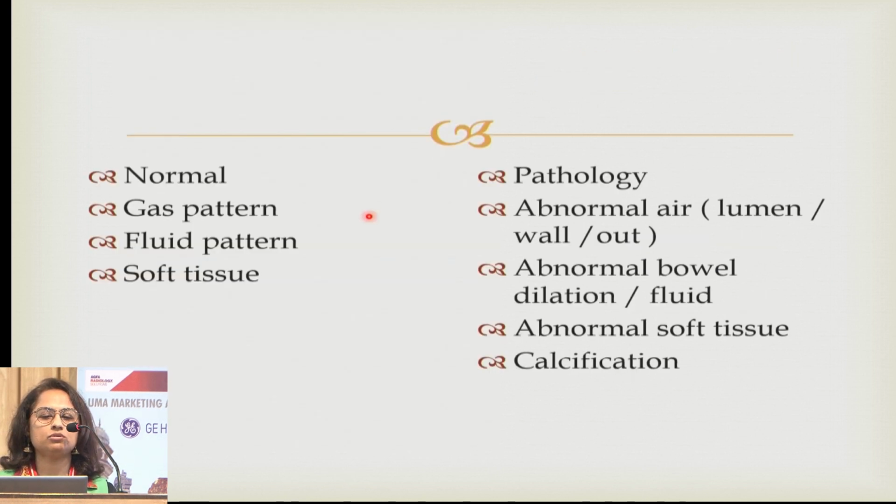So now we know how a normal gas pattern, fluid pattern, and soft tissues look like. So anything other than that is abnormal. So what could be abnormal? There could be abnormal air. Abnormal intraluminal air is abnormal bowel distension. Then if the air is seen outside the bowel wall, it is a pneumoperitoneum, and if it is seen in the bowel wall, then it is necrotizing enterocolitis. What other conditions can you think of? So abnormal air, abnormal bowel dilation, then abnormal fluid levels, abnormal soft tissue, and calcifications. Any calcifications could be pathological or physiological ones.